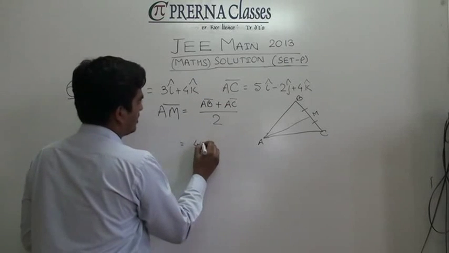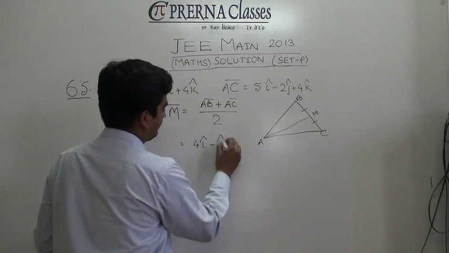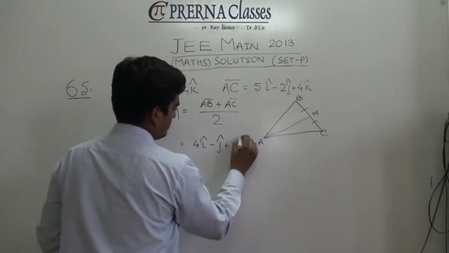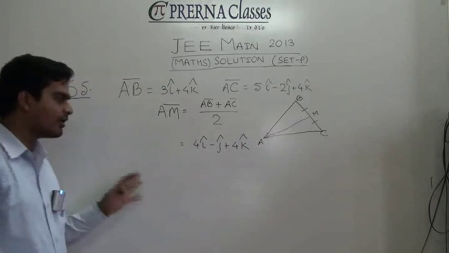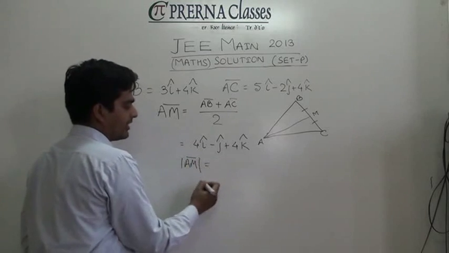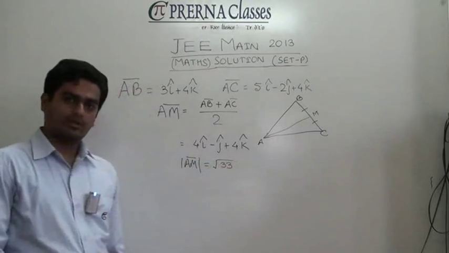So you can check up, it is 4i... this is what is a vector AM. We are supposed to figure out the magnitude of that vector AM, which is clearly root 33.